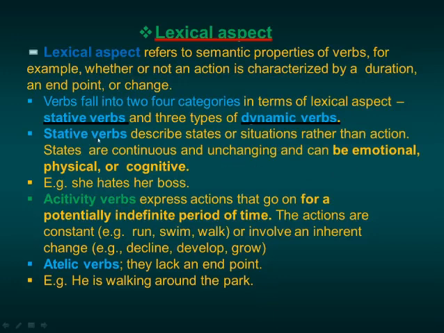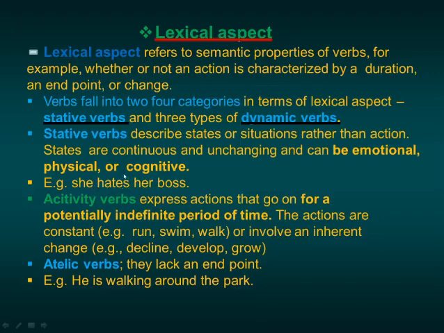So these stative verbs are continuous and unchanging situation, but sometimes we cannot see that one. That is, stative means without changing. Okay, here example, she hates her boss. Hate, she does not like her boss. Hate means here does not like. So she hates her boss. We cannot see or we cannot view this hating.